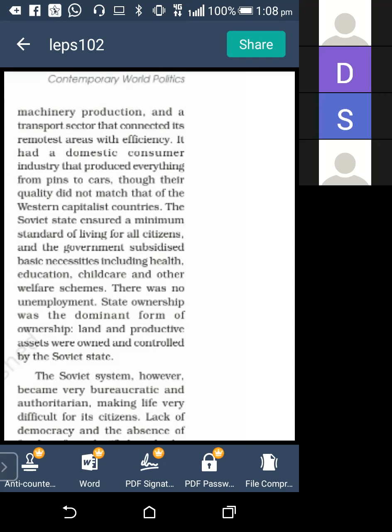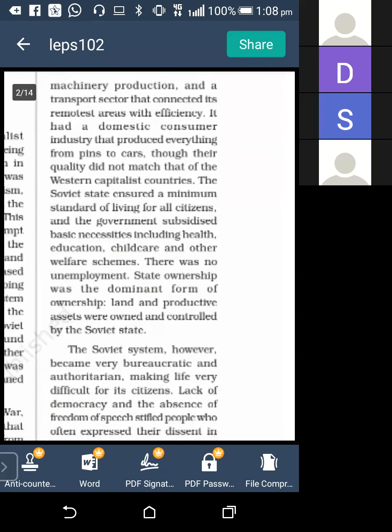And they ensured that basic things should be given to all citizens of the Soviet Union. The government subsidized basic necessities. Healthcare was subsidized. Medicine was subsidized. Education was subsidized. Child care was subsidized. Welfare schemes were subsidized. Life insurance was subsidized.